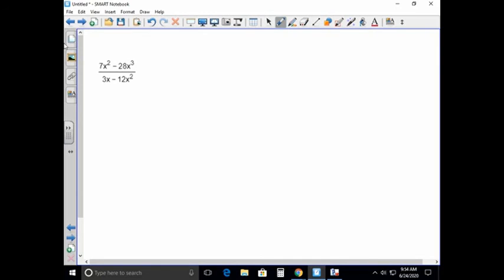All right, let's take a look at this one. On top, both terms have a 7. 28 is 7 times 4. And both have an x squared. So if we take the 7 and the x squared out of the first term, we're just left with a 1. If we take the 7 and an x squared out of the second one, we're left with a 4 and an x. If we were to multiply that back together, that should check out.